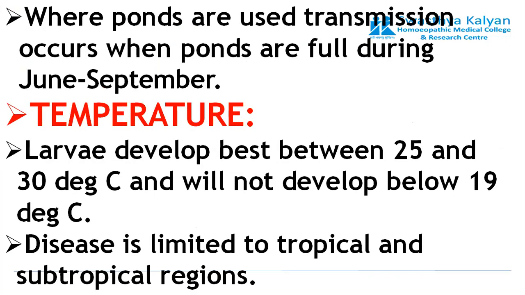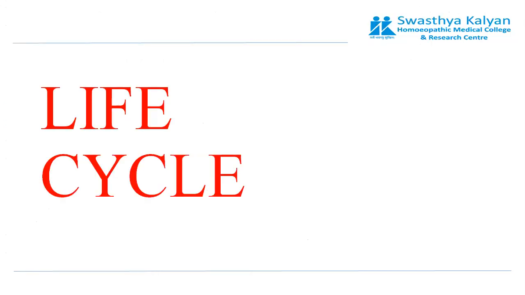Also, temperature plays an important role. And how does the temperature play? The best suited temperature is around 25 to 30 degrees, whereas lower temperatures, anything below 19 degrees, don't promote the spread of this disease. And usually they are localized to tropical and subtropical regions. We'll discuss the life cycle and other factors related to this in our next section.